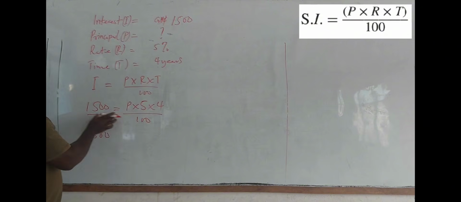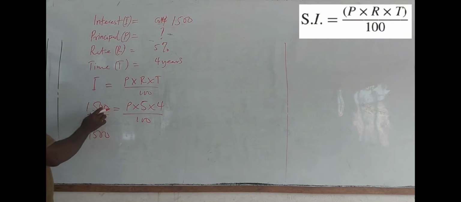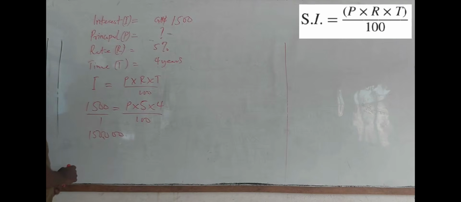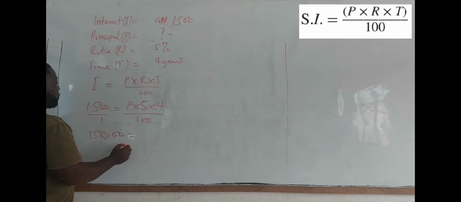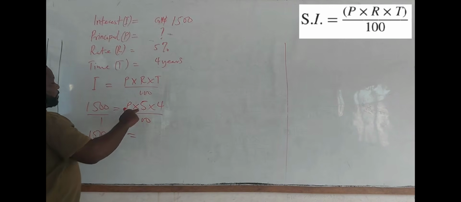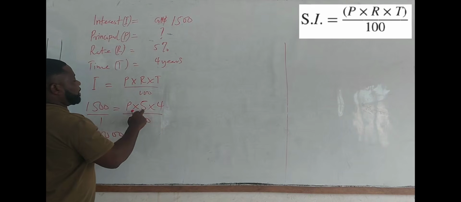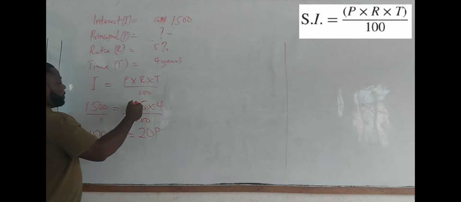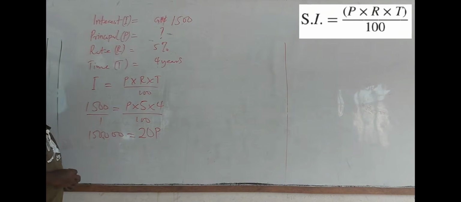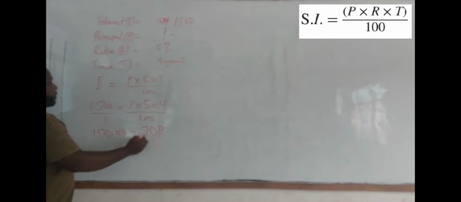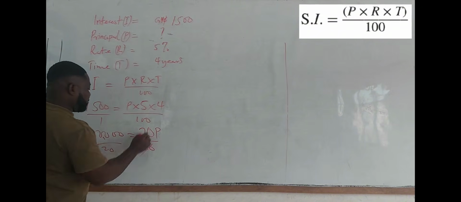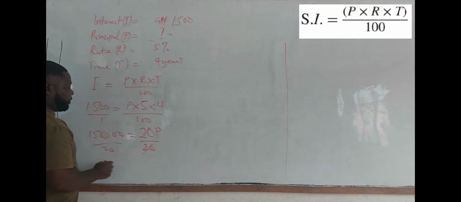Sorry, 100 multiplies 1,500. We are going to have 150,000, being equal to this multiplying all of this. We are going to have 5 times 4, which will give us 20p. So from here, you divide through by 20, divide here by 20. 20 cancels, and then 20 will go into 150.